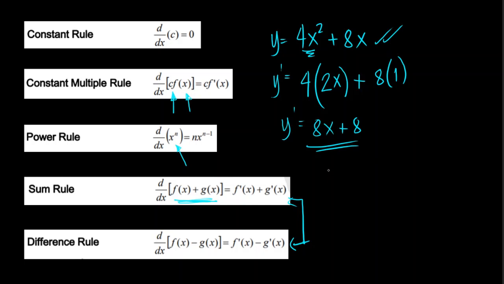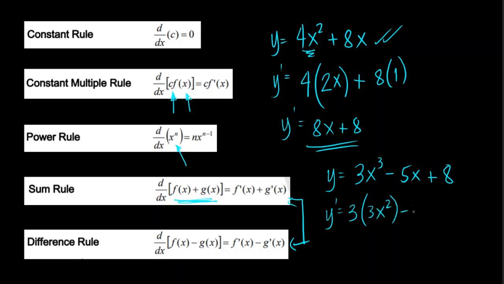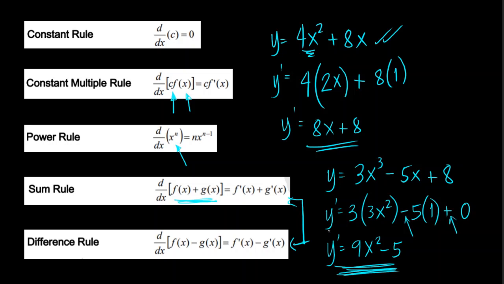The same goes for this example. What if y is equal to 3x cubed minus 5x plus 8? The derivative of this is, 3x cubed, so that's 3 times 3x squared, minus 5, the derivative of x is 1, plus, using the constant rule, the derivative of 8 is just 0. Finally, you have y prime equals 9x squared minus 5. So see, you don't really have to think about the difference rule or sum rule or whatever. Just derive each of them according to these rules up here.